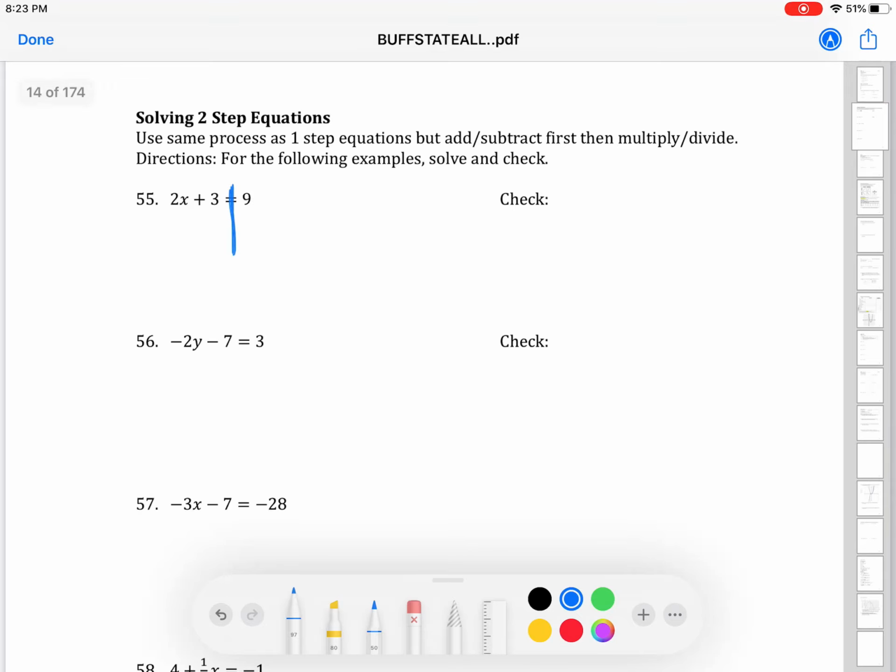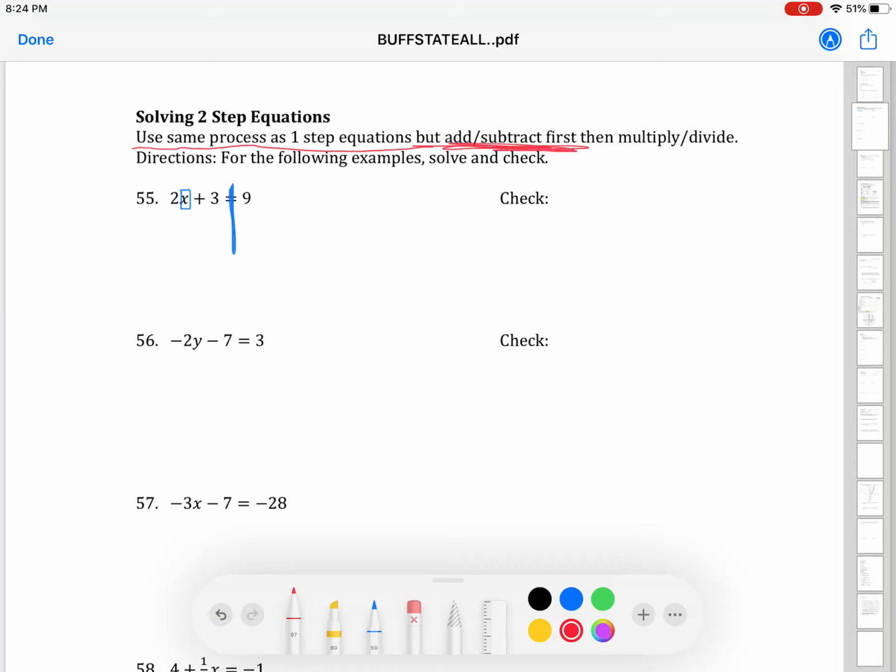But if you look at this first example, 55, we have 2x plus 3 equals 9. If I just draw this line to show you the left and the right, I'm trying to get x by itself. There are now 2 numbers in the way: the 2 that's being multiplied to the x and the plus 3. This does not follow PEMDAS. I cannot stress that enough. Solving equations does not follow PEMDAS. You do not take care of multiplying and dividing before you take care of adding and subtracting. It's actually the complete opposite.